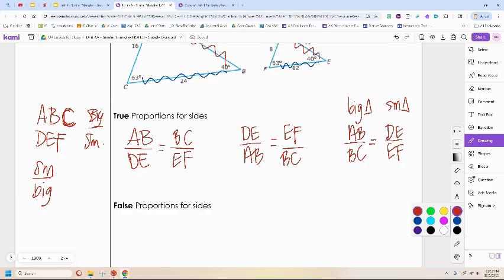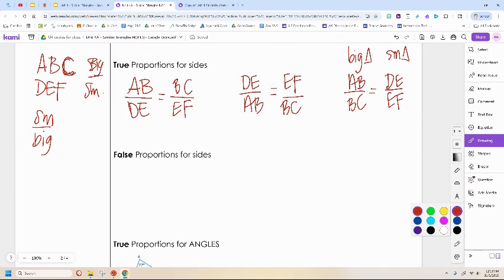And I didn't involve the third side in any of these, but could we just switch out which set of sides we're playing with? I know this is kind of boring and like, who cares, but we're going to have to set up our own proportions, plus they really like these as multiple choice questions. So let's look at some false ones.